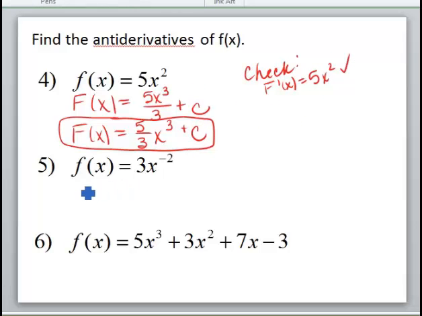The next one, I'm going to raise it by 1, put it over that power, put plus c. Don't leave your answer like this. Let's clean it up a bit. This says a negative 3. This says put it on the bottom, plus c.